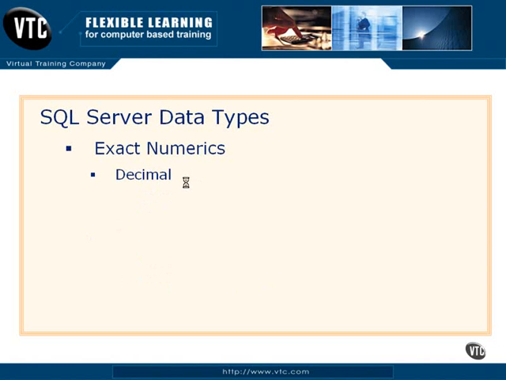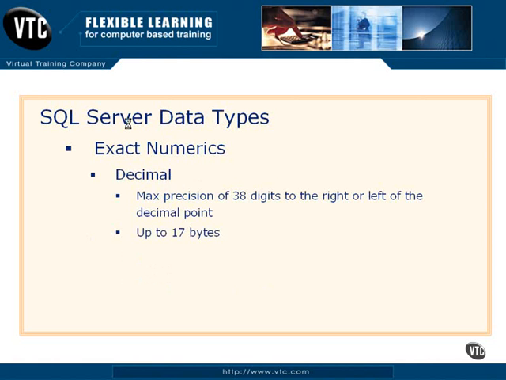Now let's talk about exact numerics. If you need to store exact, precise numerics, you can use the decimal data type. This gives you a maximum precision of 38 digits to the right or left of the decimal point, and if you use all of those precision points, you'll use up to 17 bytes of data. There's a numeric data type, but it's functionally equivalent to decimal, so just use decimal. Now, at that point, let's stop this video, and I'll join you again in the next video, and we'll finish up the data types.